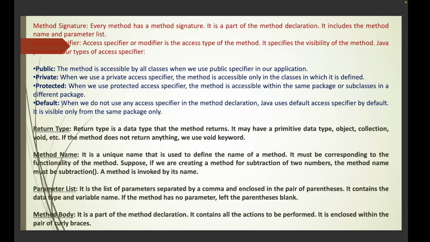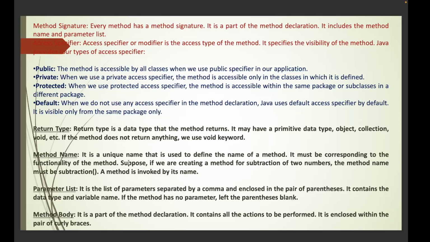Default: when we do not use any access specifier in the method declaration, Java uses the default access specifier. It is visible only from the same package. The return type is a data type that the method returns. It may be a primitive data type, object, collection, void, etc. If the method does not return anything, we need to use the void keyword.